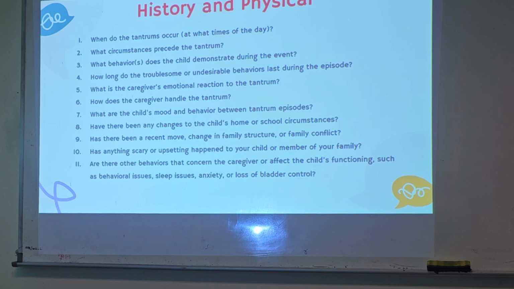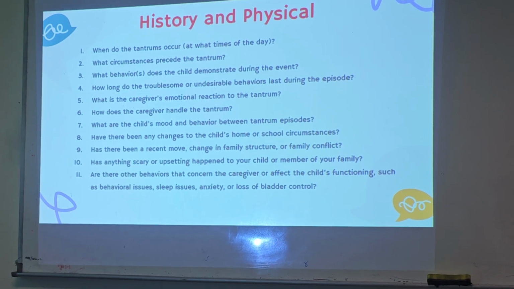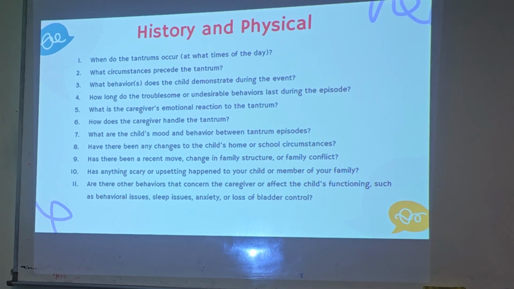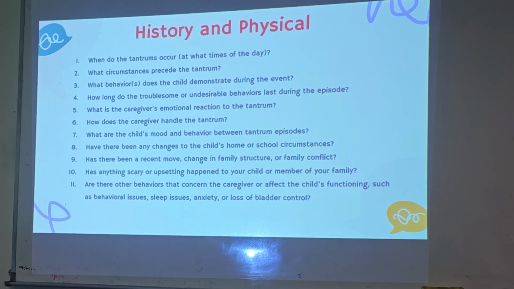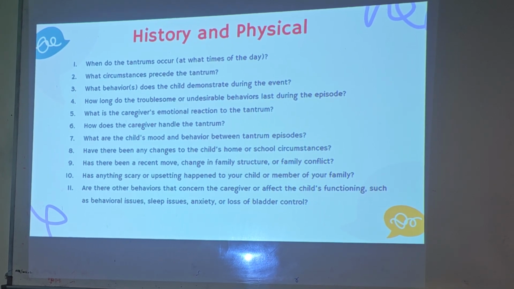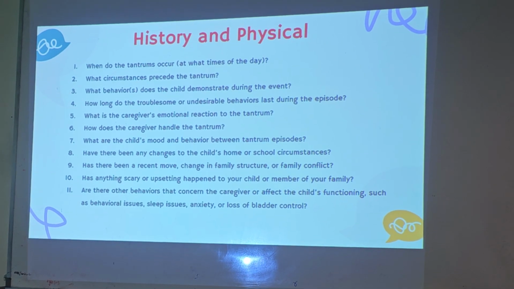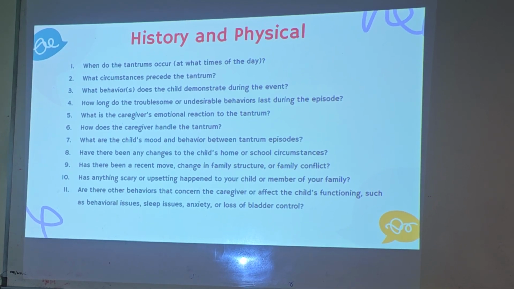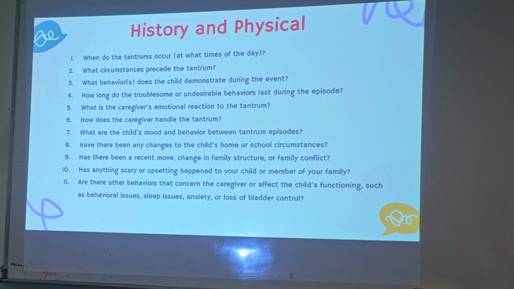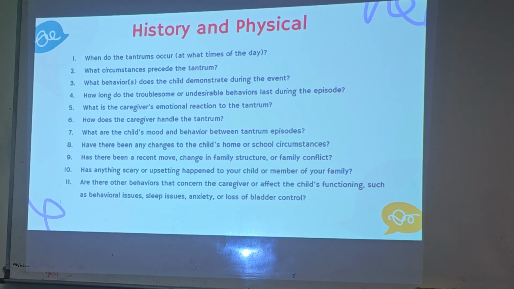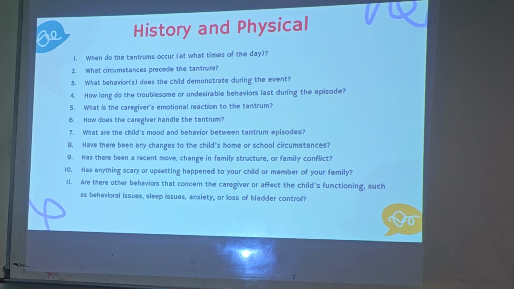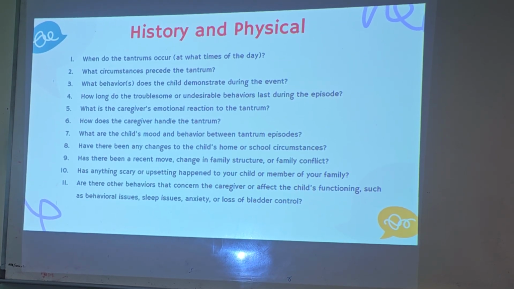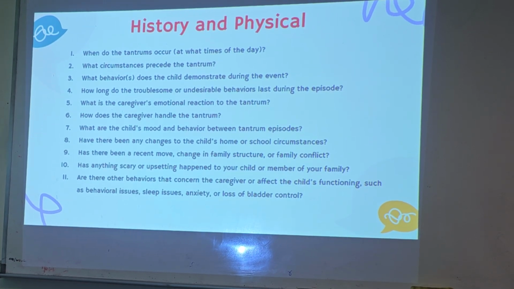Maybe before going to kindergarten, she is fine, until after starting school, then the child is getting more and more moody and throwing tantrums all the time. So maybe we have to consider whether there is something wrong going on with the school. Maybe she is being bullied, or she just doesn't like the school environment. So that's something to take note of. And is there any change or move in the family structure, where family conflict is especially important, or any scary or upsetting incident that happened to the child, or any behavior that's concerning for the child's function. So these are the things.